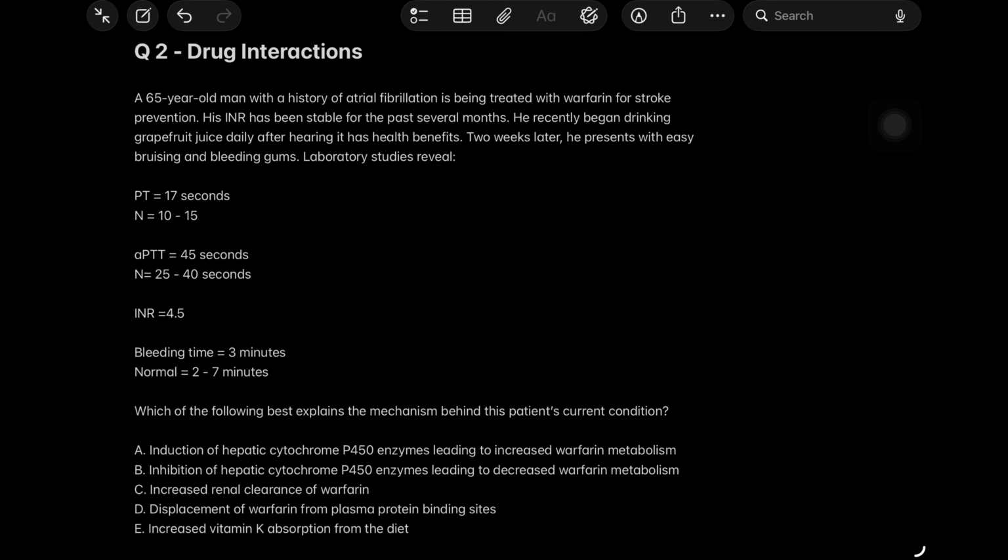Option A, induction of hepatic cytochrome P450 enzymes leading to increased warfarin metabolism. Option B, inhibition of hepatic cytochrome P450 enzymes leading to decreased warfarin metabolism. Option C, increased renal clearance of warfarin. Option D, displacement of warfarin from plasma protein binding sites. Or option E, increased vitamin K absorption from the diet. I'll give you a few moments to answer this question.